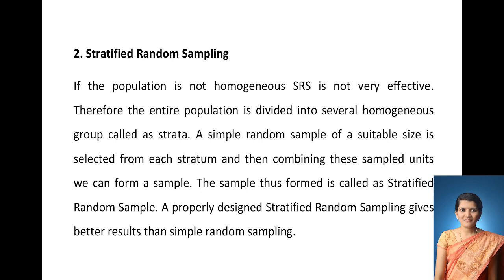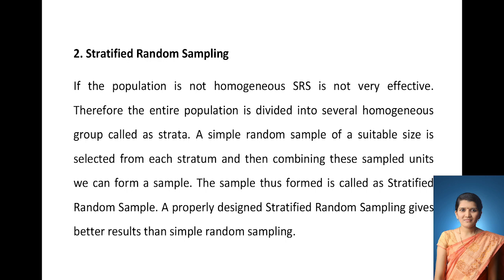The second type of sampling method is stratified random sampling. If the population is not homogeneous, then simple random sampling is not very effective. Simple random sampling is used when we have homogeneous data, but if the data is heterogeneous, then we have to use stratified random sampling, because in stratified random sampling we divide the whole population into several homogeneous groups, and these groups are called strata.